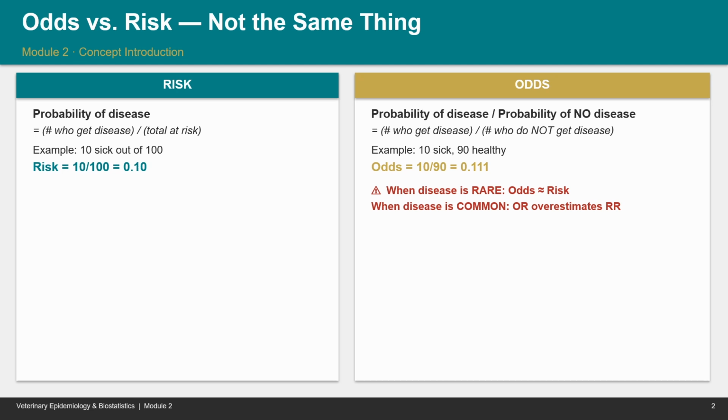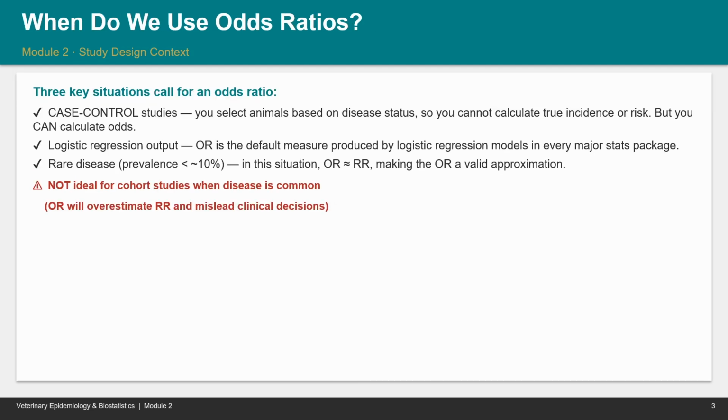The key distinction. Risk is the proportion of animals that get sick out of everyone at risk. Odds is the ratio of those who get sick to those who don't. When disease is rare, these two numbers are very close to each other. But as disease becomes more common, they diverge. This matters because odds ratios can overestimate relative risk when disease prevalence is high, which is a common misinterpretation in the literature.